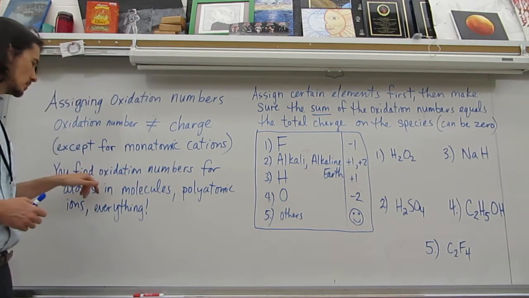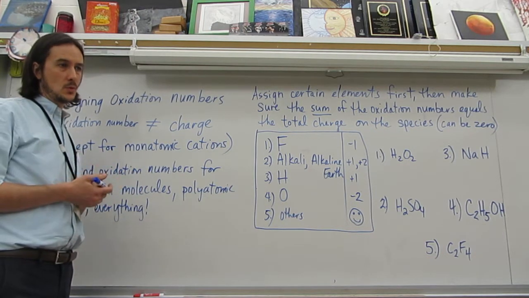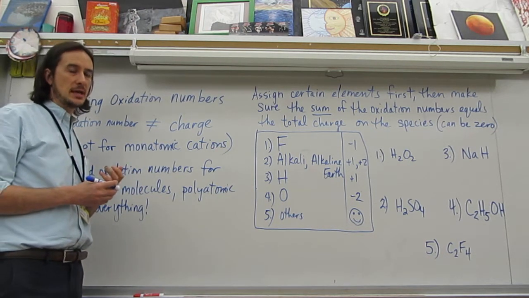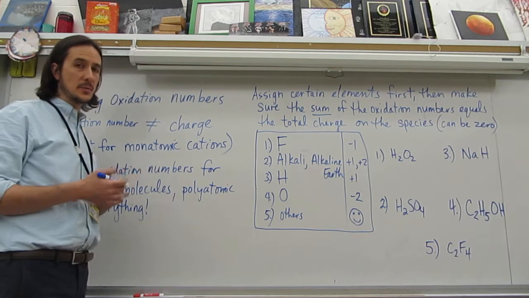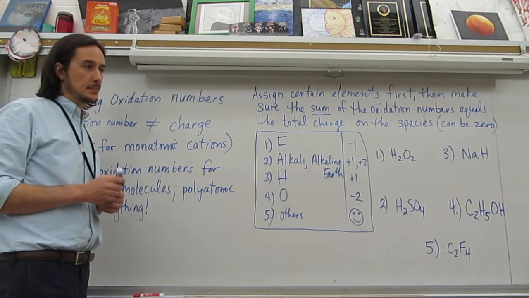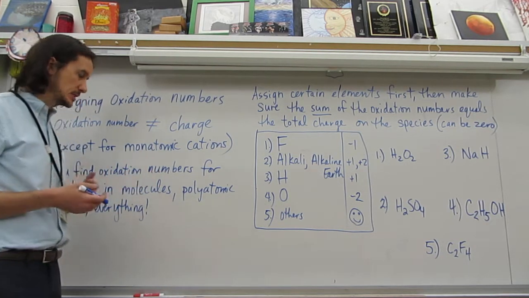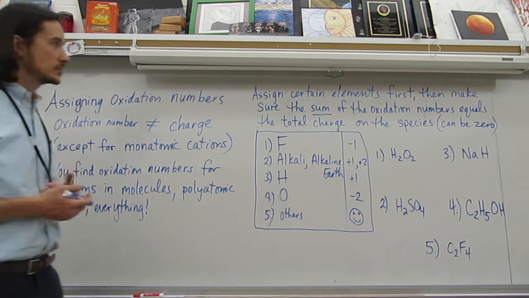You can find oxidation numbers for an atom in a molecule, like water. In water, you've got hydrogen and oxygen atoms, and neither of them has a charge. It's not an ionic compound. But they have oxidation numbers, oxidation states. So we can find this for everything.